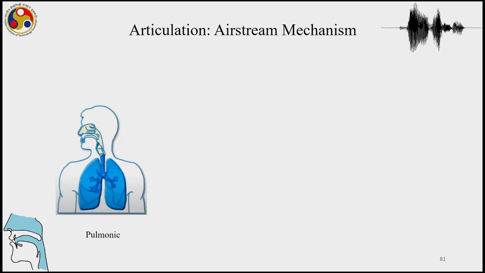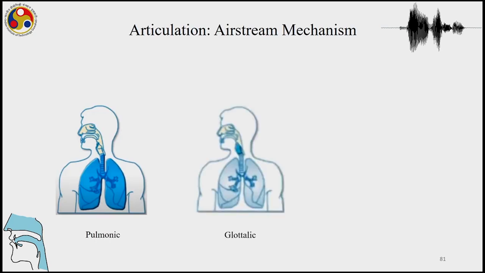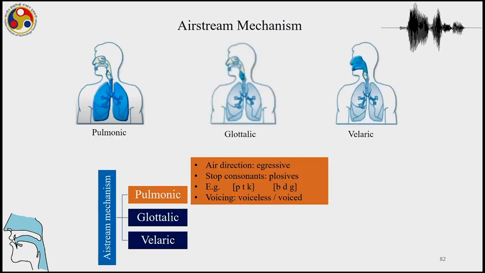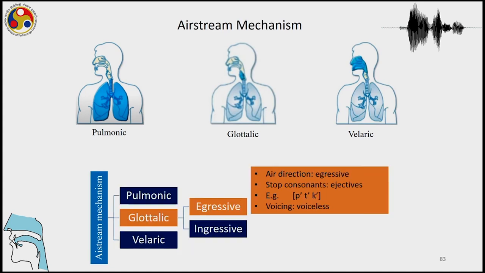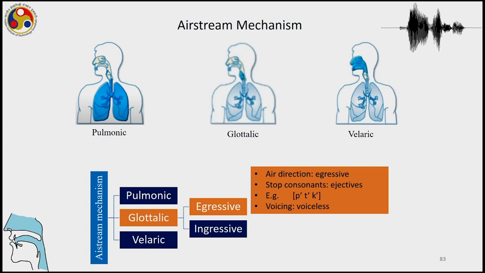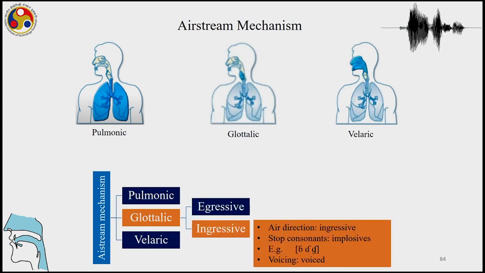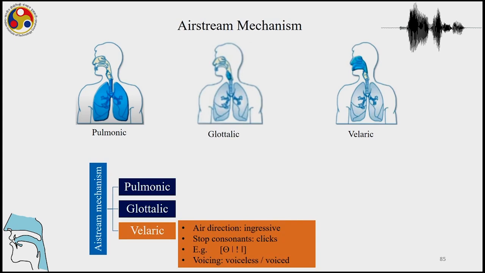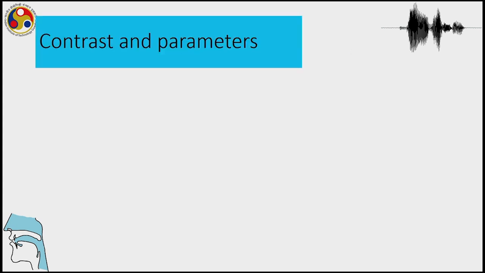So here is our pulmonic egressive, and then we have the glottalic and we have the velaric. With the glottalic airstream, two ways are possible, egressive and ingressive. With the egressive airstream mechanism, we produce ejectives. With the ingressive, we produce implosives. So ejectives are mostly voiceless, and implosives are mostly voiced. And then in the velaric airstream, only the ingressive direction is possible, and in this, clicks are produced, and clicks can be both voiceless and voiced.